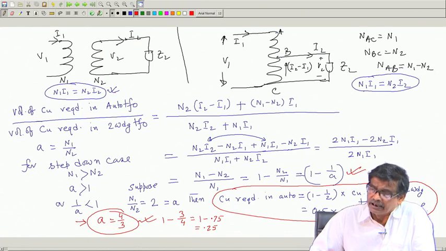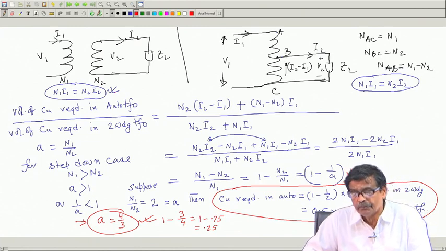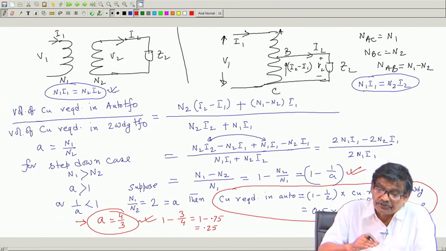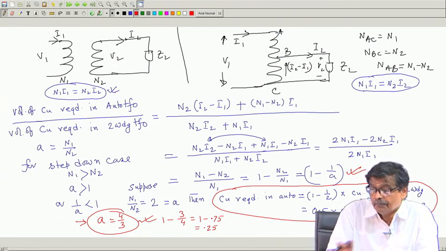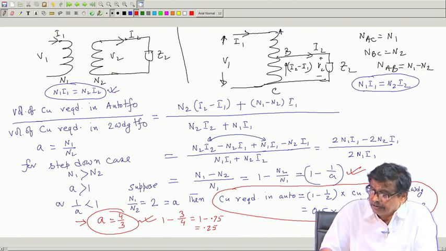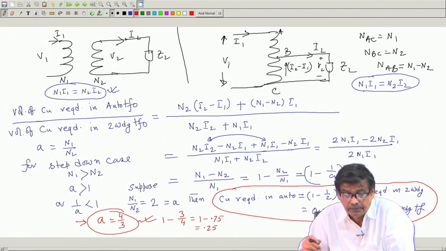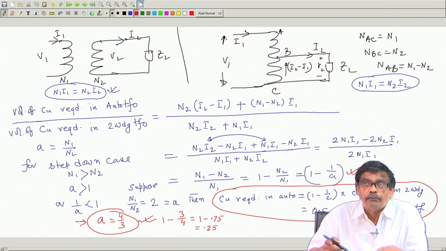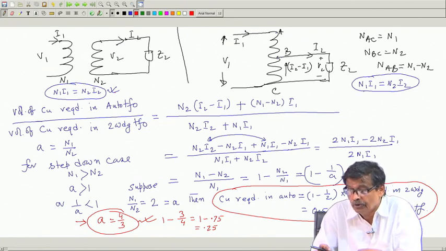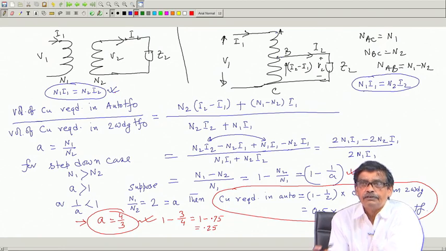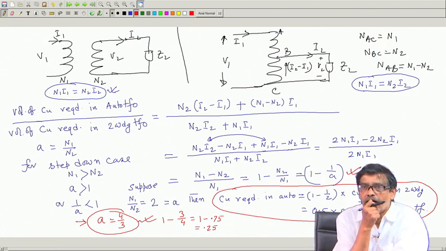Therefore, it looks like savings of copper will be there in an AutoTransformer of the same rating, compared to a two winding transformer that transmits the same kVA with the same voltage ratios. Therefore, this exercise prompts me to say: whenever you want to use a transformer, out of these two always go for the AutoTransformer, because savings are there. That is what we get.